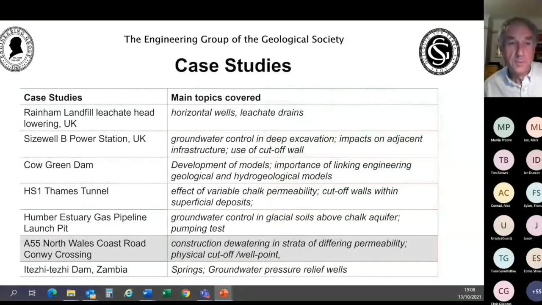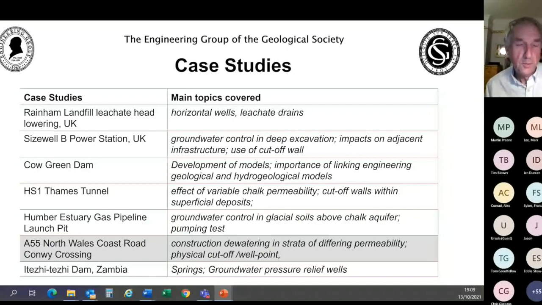So good evening, everybody. This is the list of case studies in the report, and I'm not going to read through them, but what we've tried to do is to give a selection of case studies which are of interest, illustrate many of the techniques which are covered in the book as a whole, including the whole process of conceptual, observational, analytical modelling, and also the effects of groundwater and groundwater control in practice.